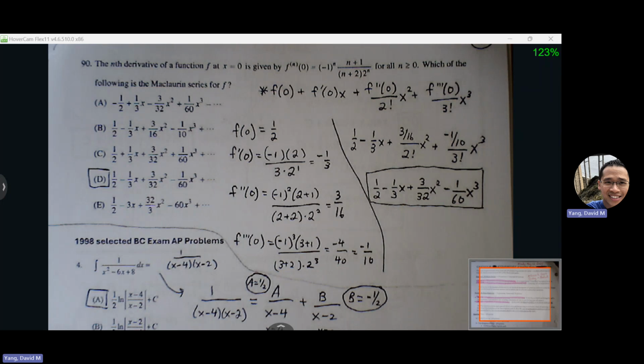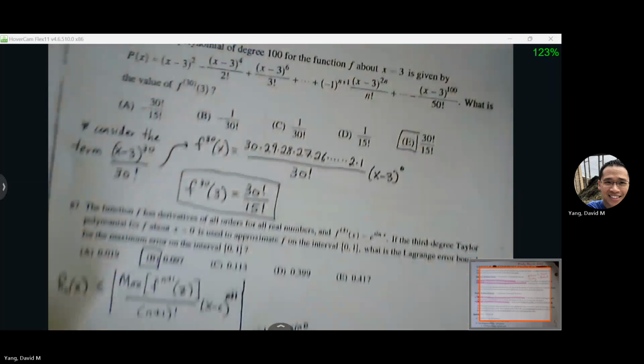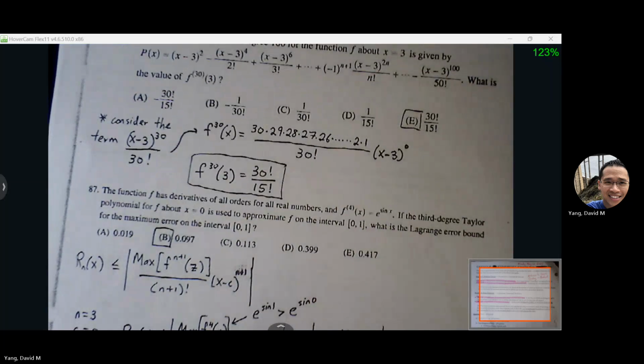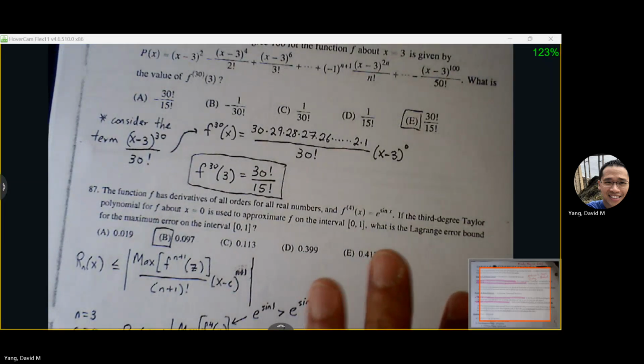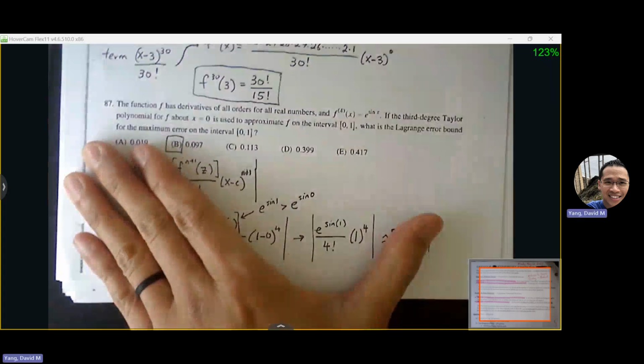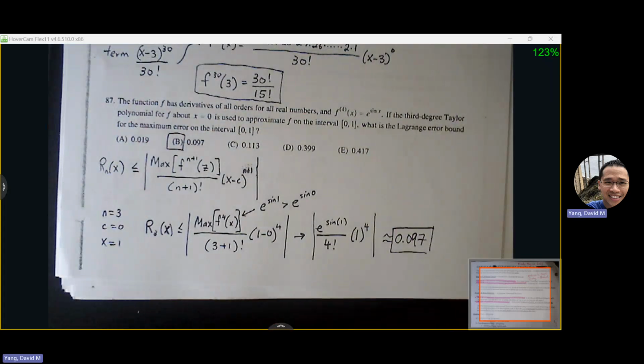Yes. I had a question on number 87 on page 16. Okay, 87, page 16. I just wanted to know, how did you find the values for x and c? I think I mixed it up.